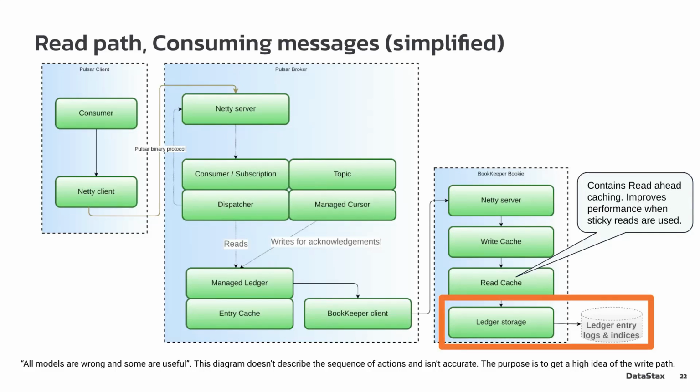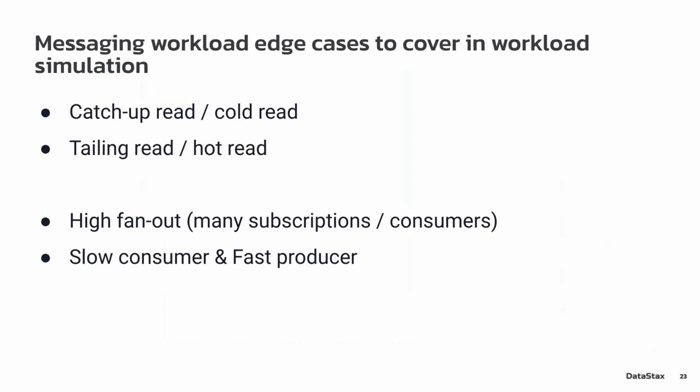And here, in a similar way as we were discussing, the main optimization is around preventing going to the slow disk, which is always a relative concept. So there are several messaging workload edge cases to cover when testing and performance tuning a Pulsar cluster. And these are something that are important to test for.